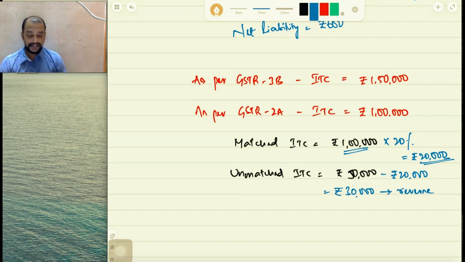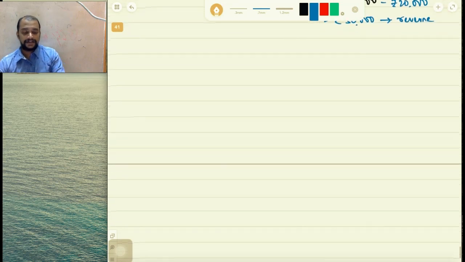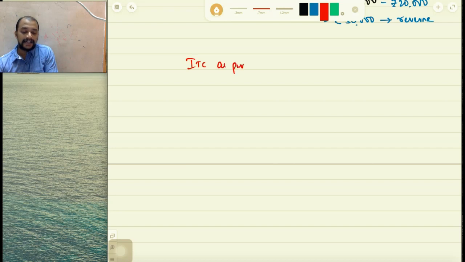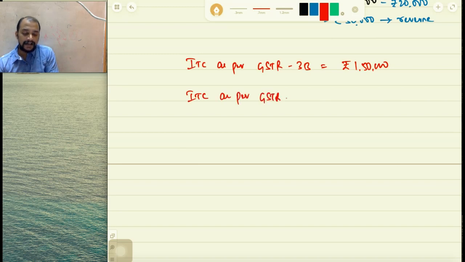Now one more point here. Not just matched ITC, eligible matched ITC. Now let's see another illustration. What is the ITC as per GSTR 3B? As usual, 1,50,000. And what is the ITC as per GSTR 2A? That is rupees 1 lakh.